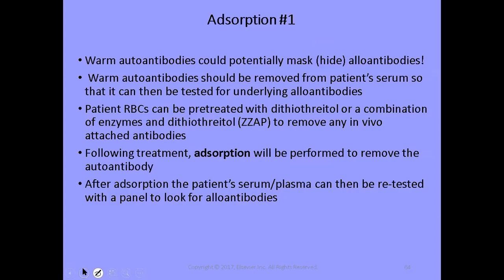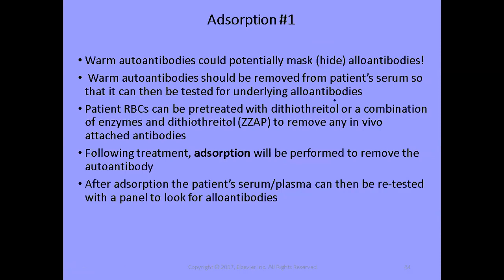The technique that we use is called adsorption. So, as I mentioned, warm autoantibodies could potentially mask or hide alloantibodies. We need to remove the warm autoantibodies from this patient's serum so that we can test their serum with a panel to determine if they have the alloantibodies.